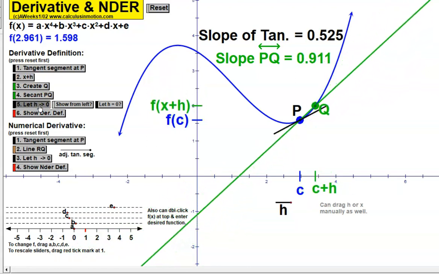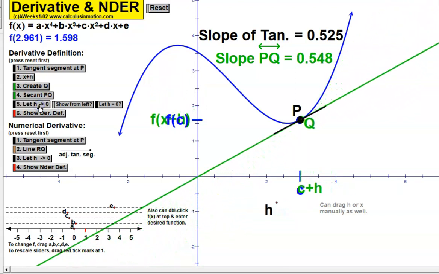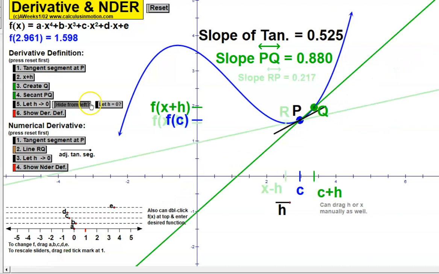Whoops, it doesn't stop. Okay, let's see if I can stop it close here. As h gets very, very small, then c plus h almost lands right on top of c, meaning that point Q is approaching point P. So we almost have 2 points that are in exactly the same spot.